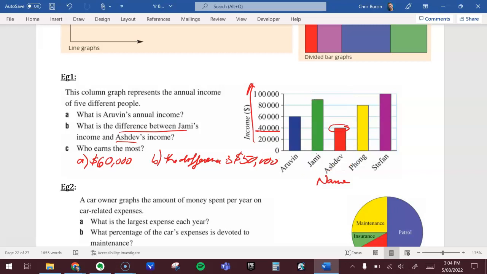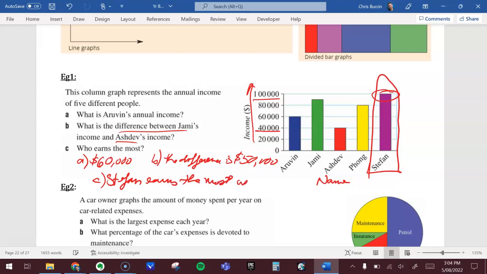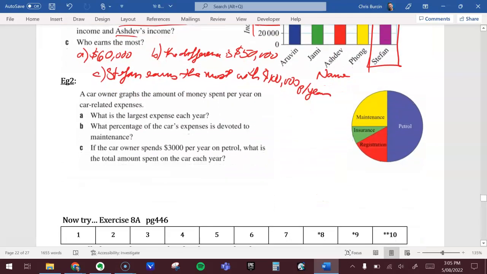Who earns the most? Well, that is purely visual. We look here and we see that Stefan is the highest of the columns. And so we can see that Stefan earns $100,000. So the answer to C, we write out Stefan earns the most. And you could clarify with $100,000, and it's an income per year. It's a rate.